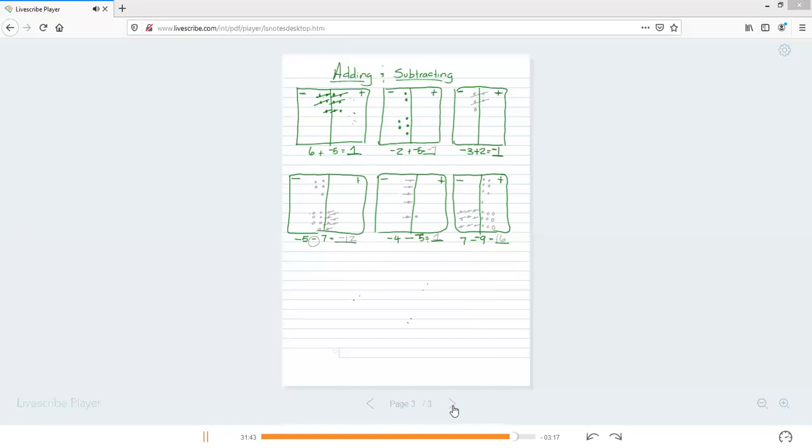How many did I take away? I took away negative 9, so I'm crossing them out. 1, 2, 3, 4, 5, 6, 7, 8, 9, and it leaves me with 16. That is the end. I hope this helps you.